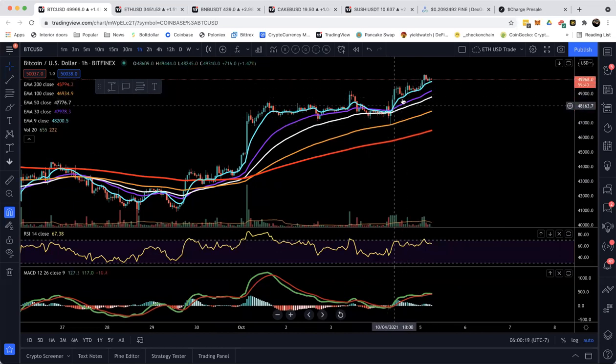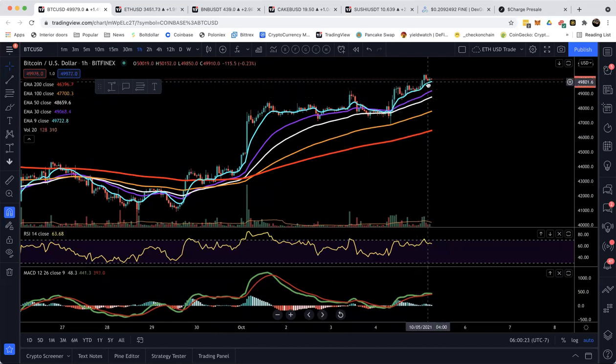One of the things that I do like to see is the price action above the 9 EMA. A lot of support above the 9 EMA. I tend to notice that when it drops below the 9 EMA, that's when we get a lot of sell pressure on the price action. And obviously, it's not something that I want to see if I'm expecting more upside.